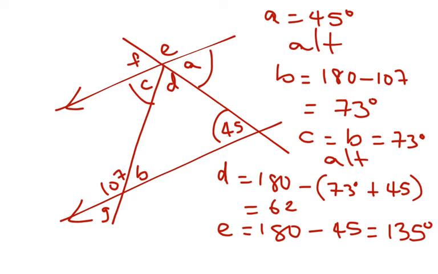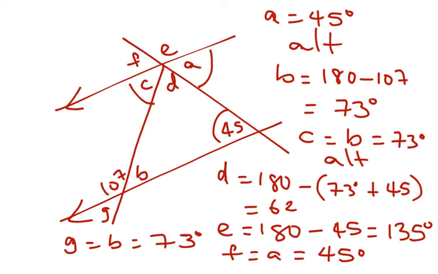F is, as we can see, vertically opposite to A, so F and A are the same, which is 45 degrees. And last of all, G is vertically opposite to B. We know that B is 73, so G and B are the same, 73 degrees. What started out to look like quite a complex problem turned out to be quite easy. Hope that was fun.